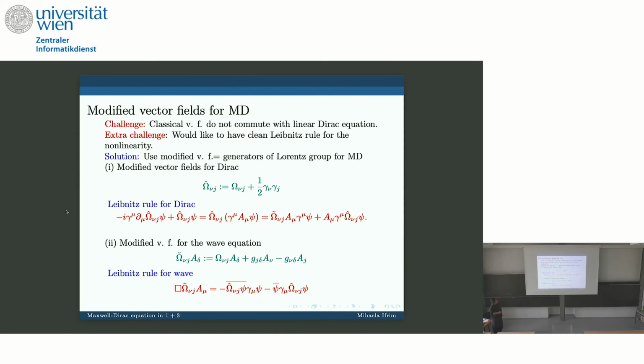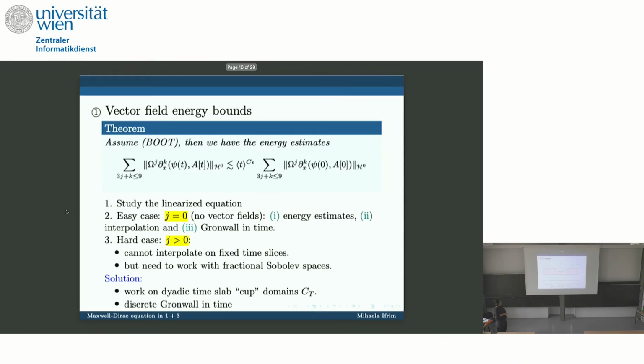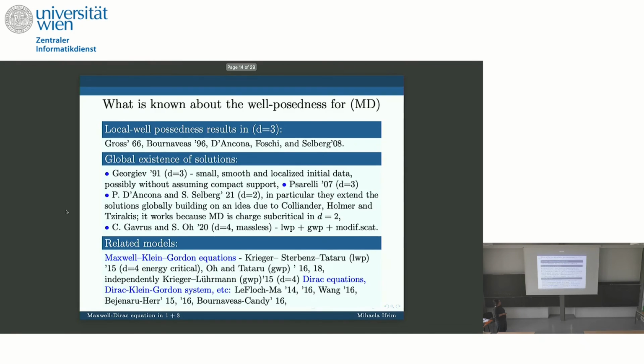So, modified vector fields for our Maxwell-Dirac. I lied to you in the beginning when I showed you the vector fields, the ones that I refer to as Lorentz vector fields, because those are not the ones we are really going to work with, because they don't commute with the linear Dirac because you have the mass now. And so there are more challenges than one, let me explain in a bit.